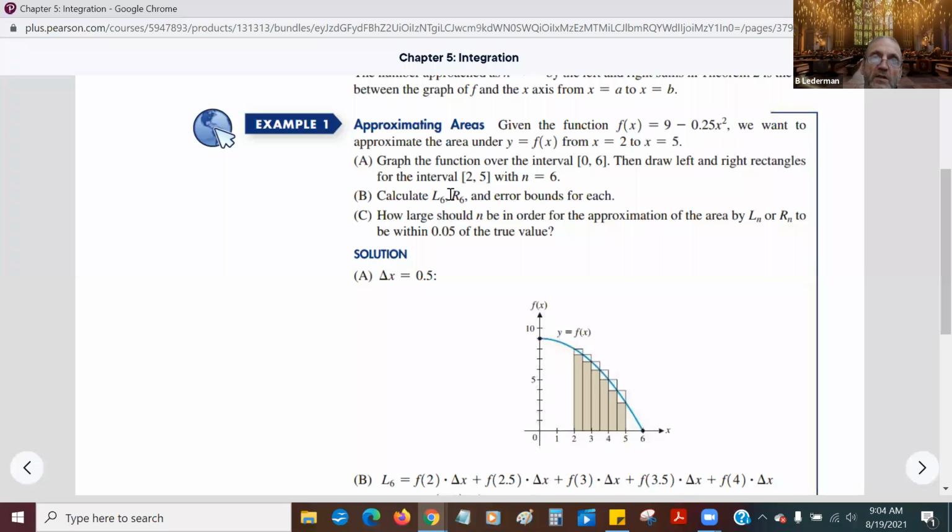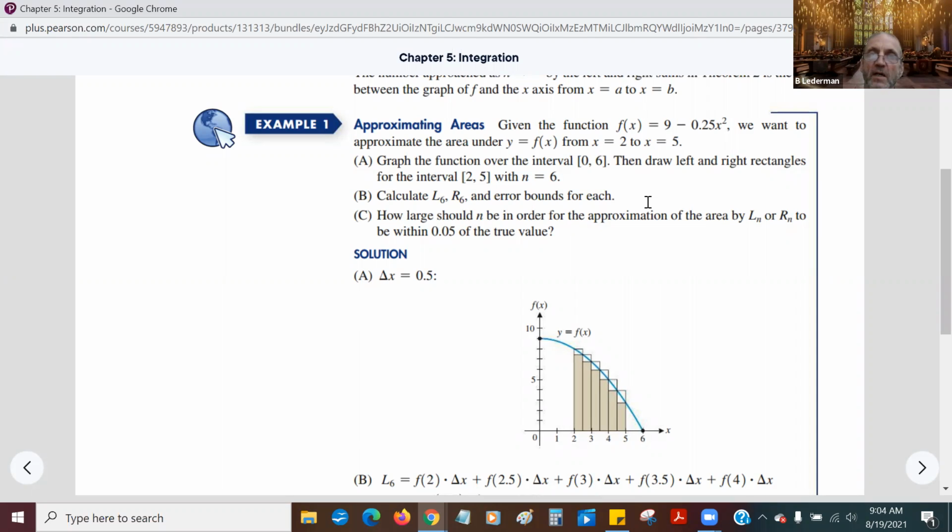Anyway, we want to answer a bunch of questions. We want to calculate L6 and R6. I actually kind of glossed over that, but I'll explain what that means. A lot of this, I just went through a few pages of the textbook and glossed over a lot of stuff. I think it just makes more sense when we do it in the context of an example.